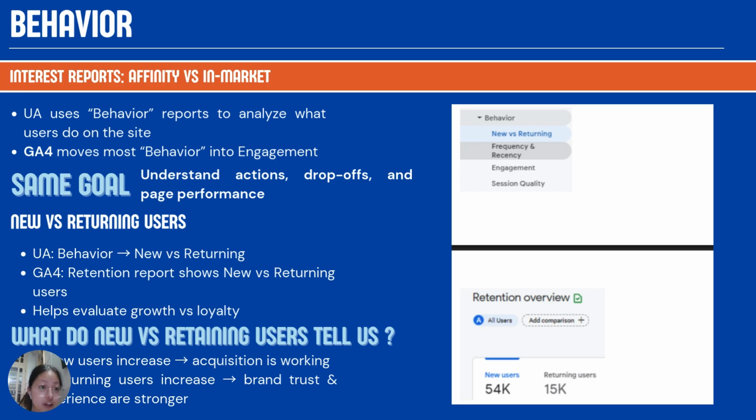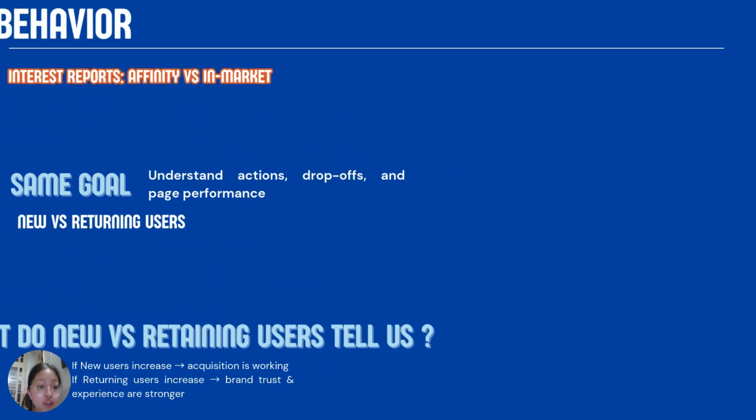Next is behavior. UA uses behavior reports to analyze what users do on the site. GA4 moves most behavior into engagement, so they have the same goal, which is to understand actions, drop-offs, and page performance. What do new versus returning users tell us? If new users increase, the acquisition is working, but if returning users increase, the brand trust and experience are stronger.